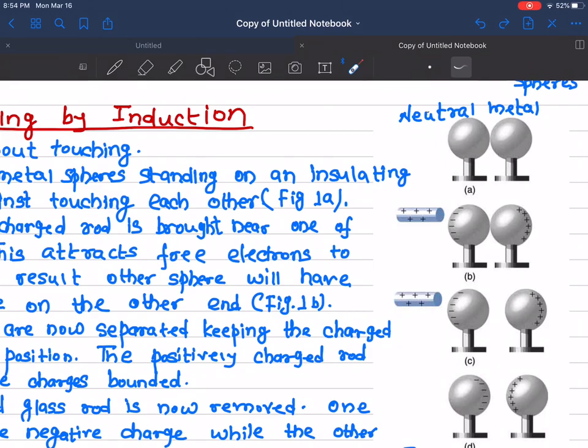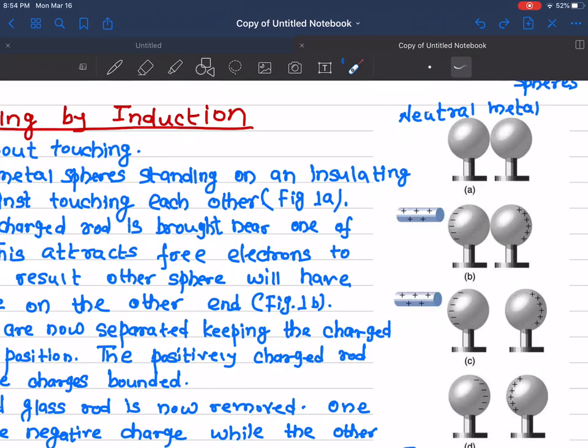So what's the idea here? As the electrons accumulate on this side, the other side will have a deficiency of electrons. That's what we call positive charges. So this side will have more electrons, and this side will have more positive charges.